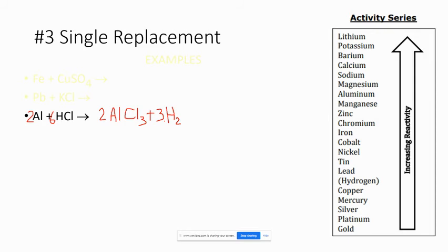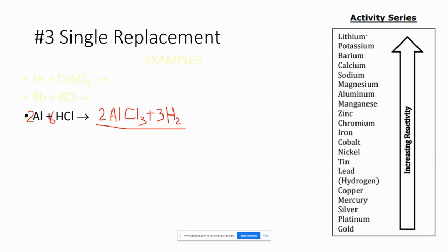Just an example of how we're going to do this. So yes, we're going to have to be able to look at the activity series to decide if things are going to be replaced or not. We're going to have to predict products. That's what this is called. When I wrote out what these products are going to be, we have to predict them by using the activity series. Then we have to write the correct formulas. And then we're also going to get to balance it. Hey, we already know how to balance. Y'all are good at that now.